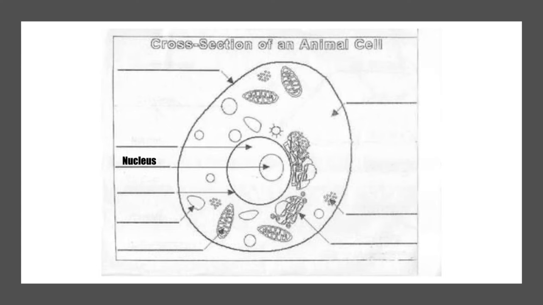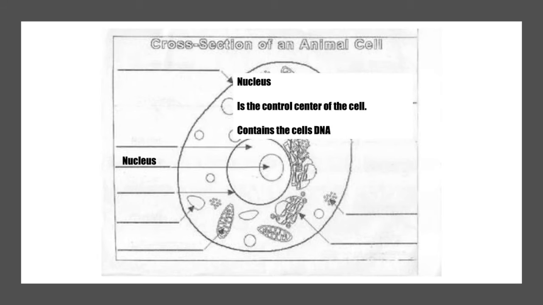So first we're going to start off with the nucleus. Does anybody have any idea what the nucleus is? Good job. The nucleus is the control center of the cell. The nucleus also contains the DNA. So that's where all of the basic information known about the cell is located. It's within the DNA. I'm going to give you guys a few minutes to write that down.